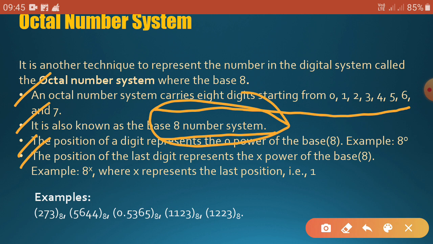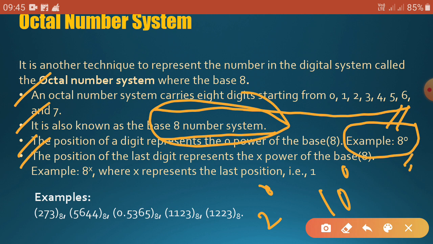Next, the position of a digit represents the 0 power of the base 8. So the example is 8 to the power 0, and in the binary number system it was 2 to the power 0, and in the decimal number system it was 10 to the power 0. Place value is 8 to the power 0. The position of the last digit represents the x power of the base 8. Example: 8 to the power x, where x represents the last position.